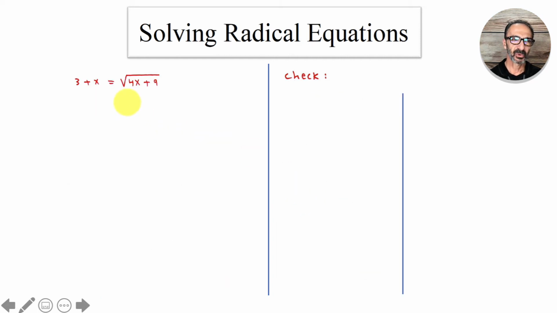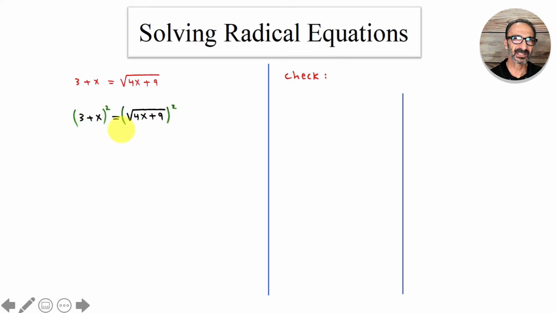Let's take another example. This time the square root is on the right side, but it doesn't make any difference. We're going to square both sides. It's ready. Nothing is next to it to eliminate or get rid of. Square both sides. That's going to cancel the square root, and that's going to be squared.